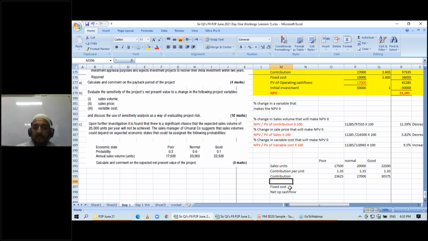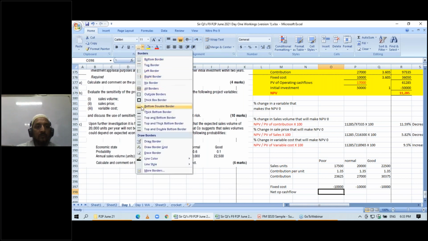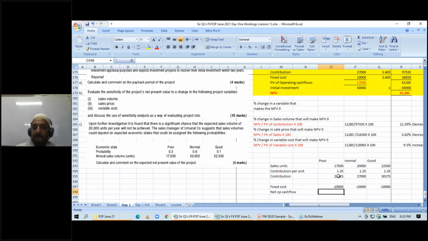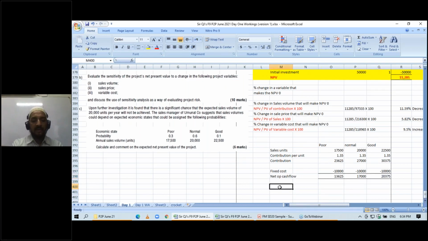Then if we deduct the fixed cost from it, which is 10,000 each year, in 3 situations, then you get the net operating cash flow. So 23,625 minus 10,000, 27,000 minus 10,000, and then 30,375 minus 10,000. So this will be your net operating cash flow per annum. Now, if you multiply this with your annuity fraction at 12%, you will get the present value.